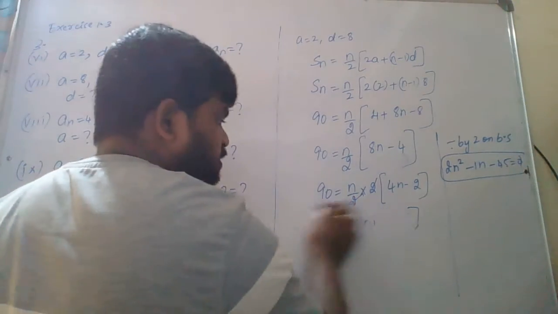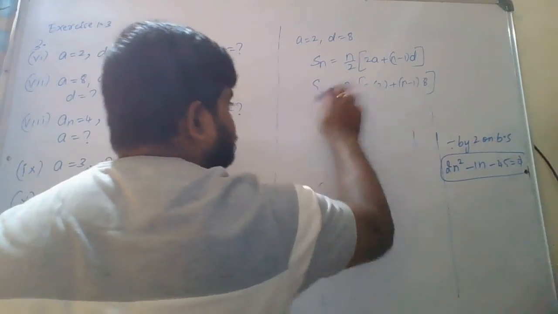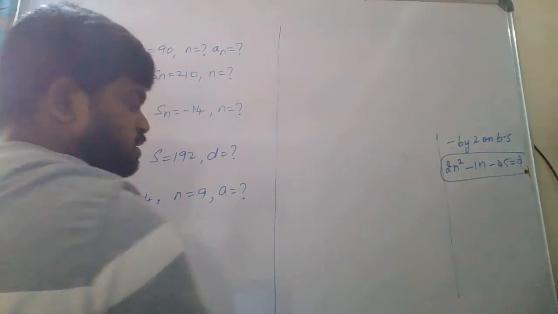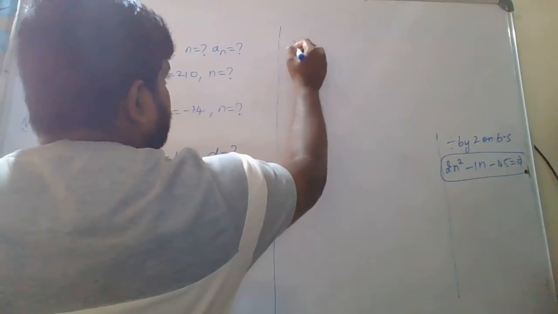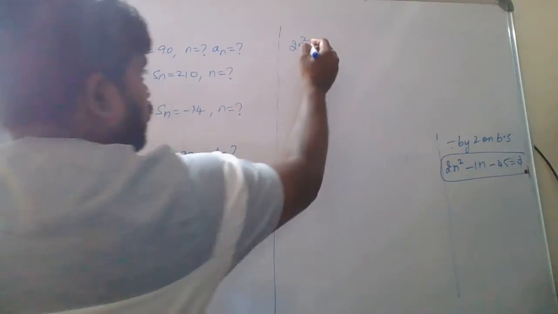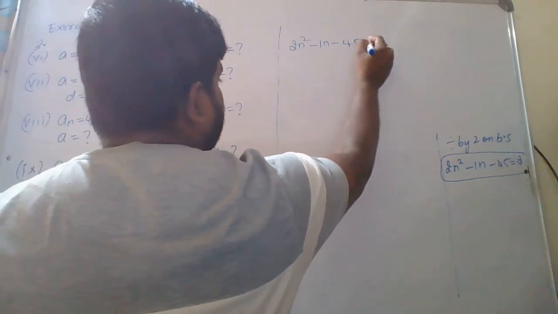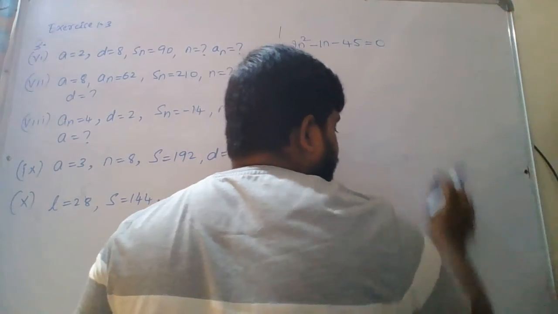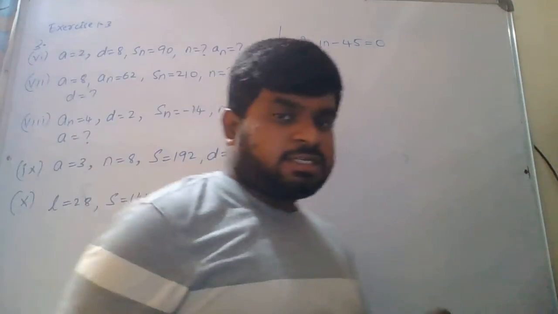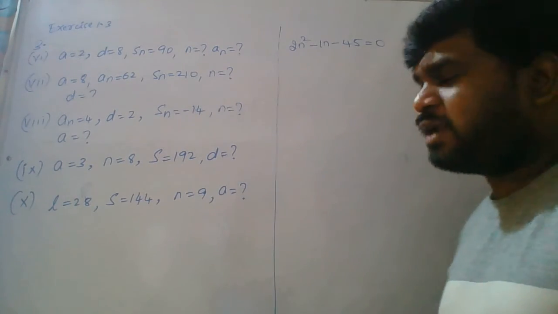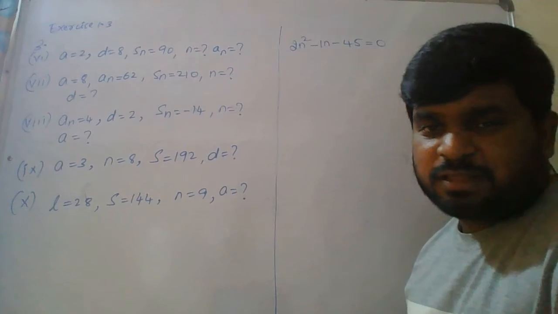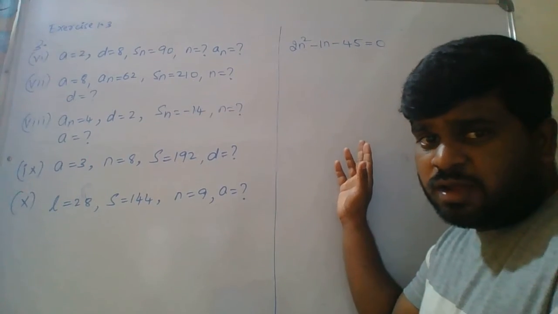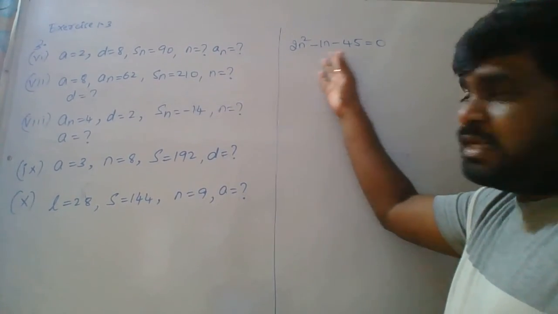Okay, let me rewrite only the quadratic equation. So here the quadratic equation, 2n square minus 1n minus 45 equal to 0. Okay, that's the quadratic equation that we have got. Okay, there are certain steps. If you follow this, easily you will get it. This factorization method is also known as splitting the middle term. Okay, the first step is to check whether it is in the standard form, that is, the decreasing order of the powers. It is in its standard form.